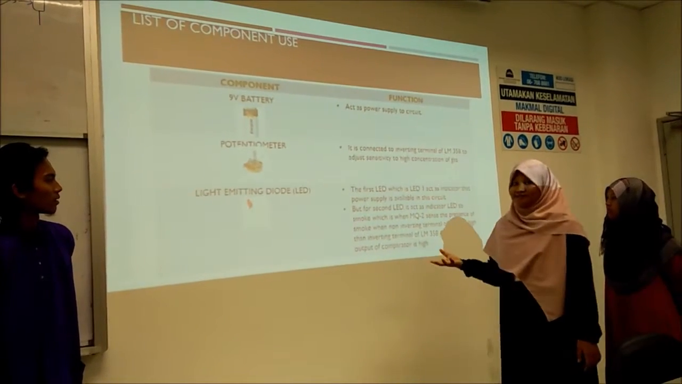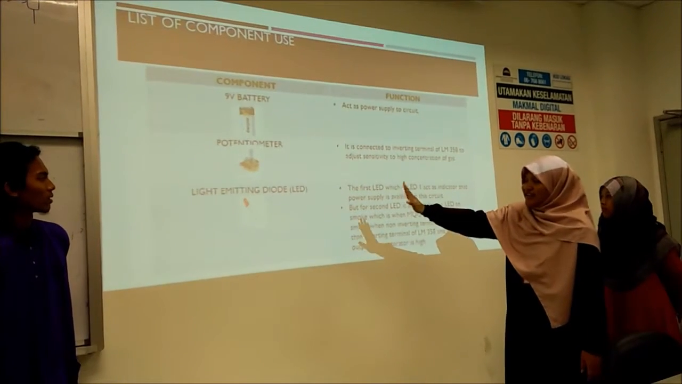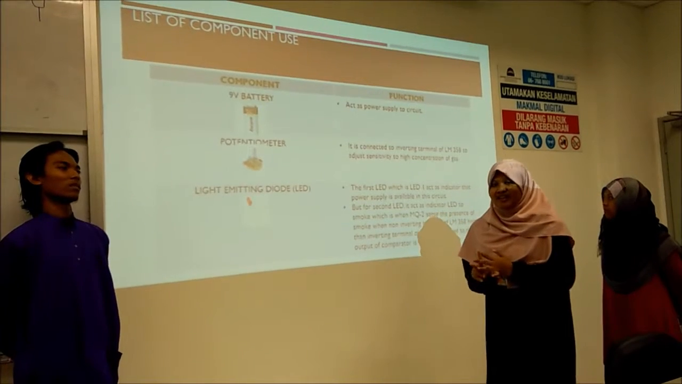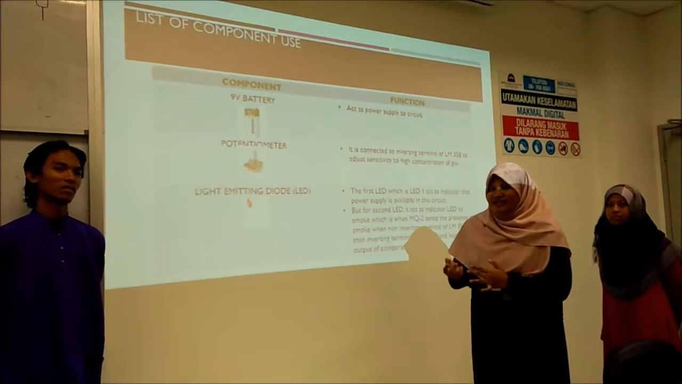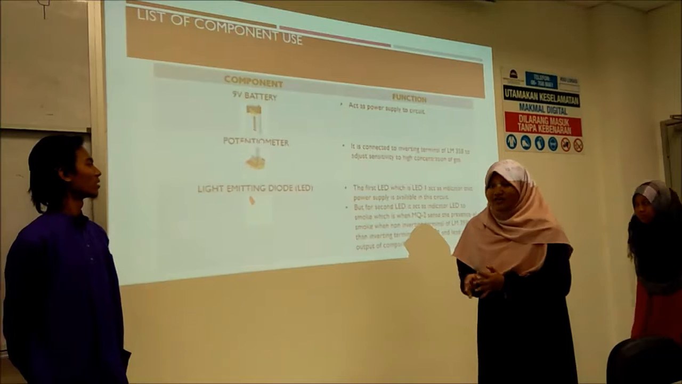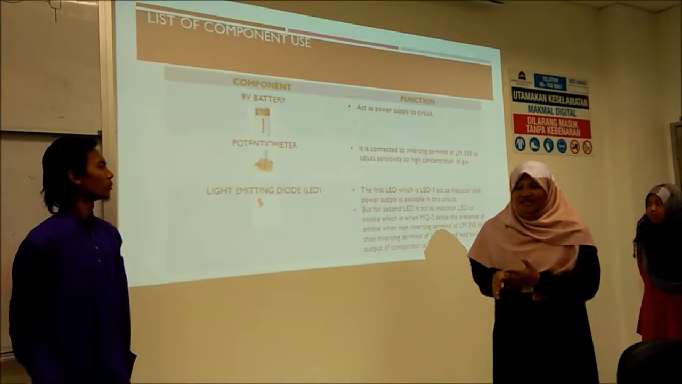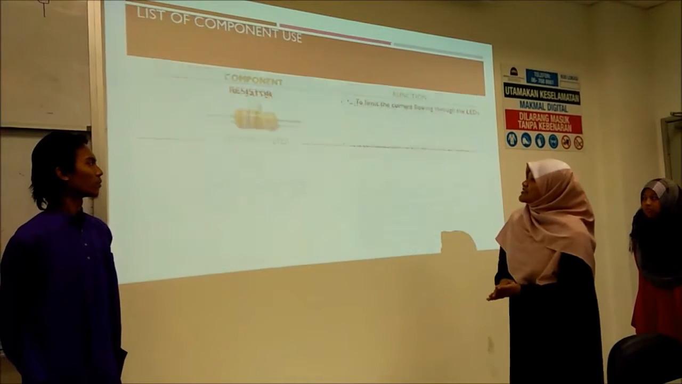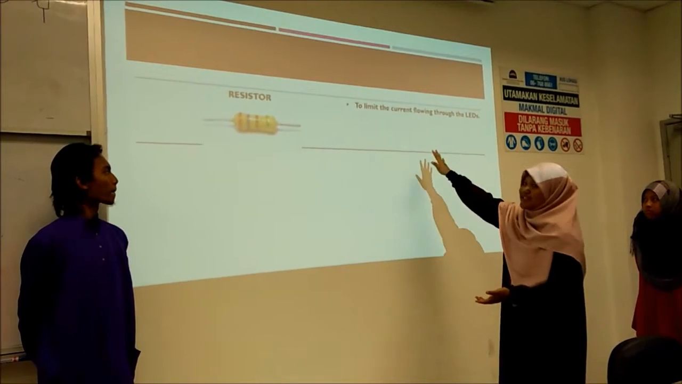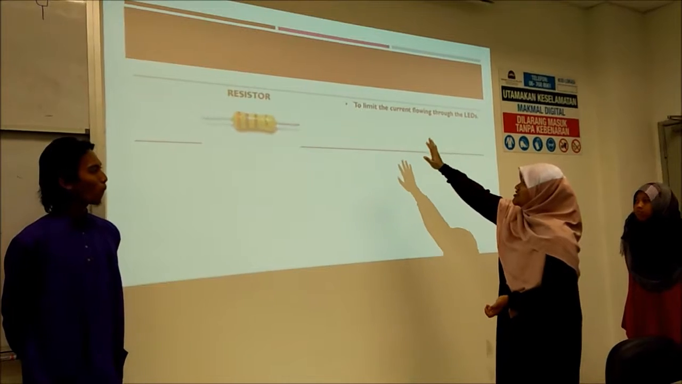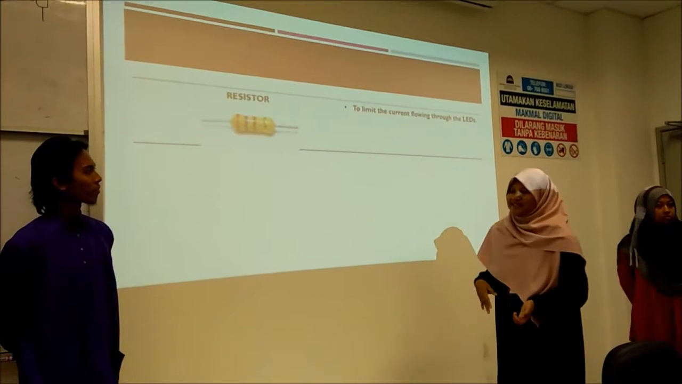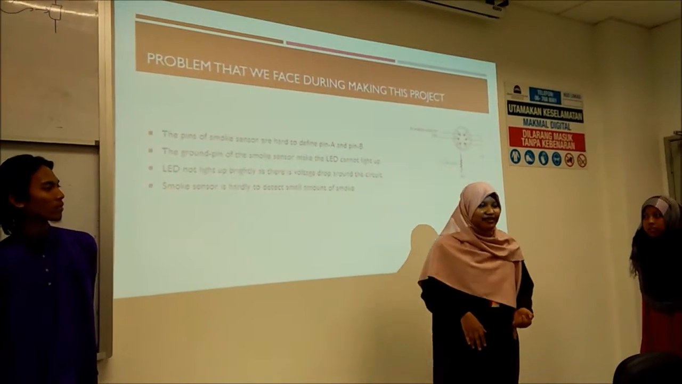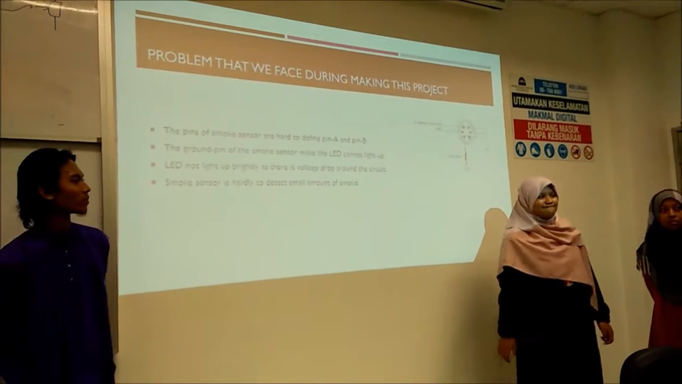We connected the potentiometer to the inverting terminal of the LM358 to adjust the sensitivity to a high concentration of gas. We also use two LEDs. The first LED we use to indicate the power, whether the circuit has a power supply or not. The second LED we use to indicate the presence of combustible gas. Next, we use resistors in our project to limit the current flowing through the LEDs. Next, I will pass to FAHMI.